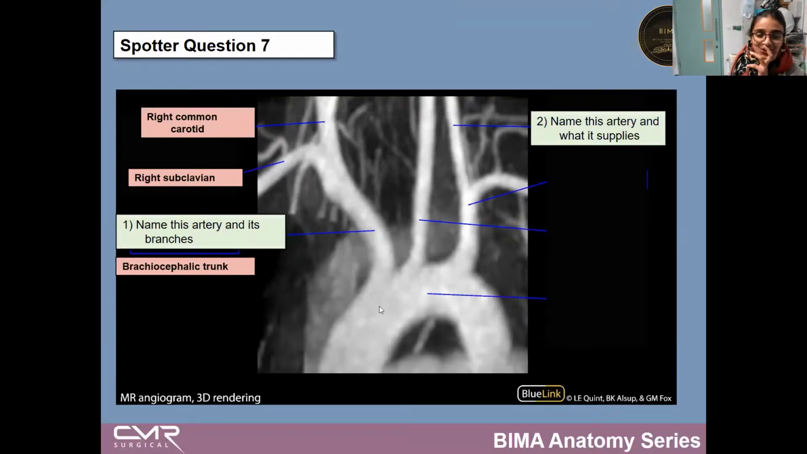So Marge, I can see why you'd think it's the left common carotid, but if you remember, the left common carotid comes off the aorta directly. We spoke about this. So on the right-hand side, they come off the brachiocephalic trunk. So the brachio comes up into the right subclavian and right common carotid. But the left common carotid and the left subclavian come straight off of the aorta. So this artery here is actually a different artery entirely.